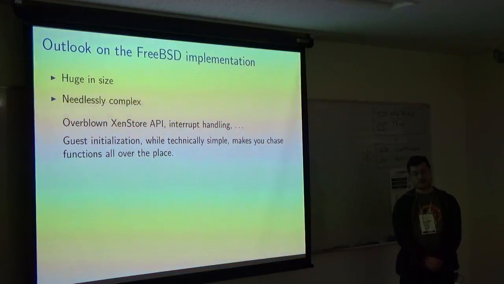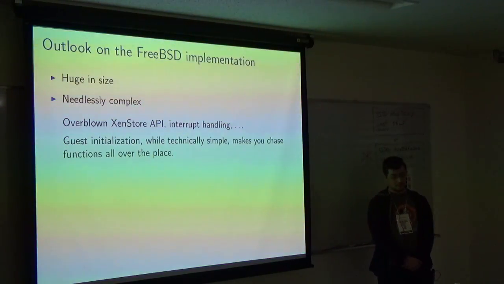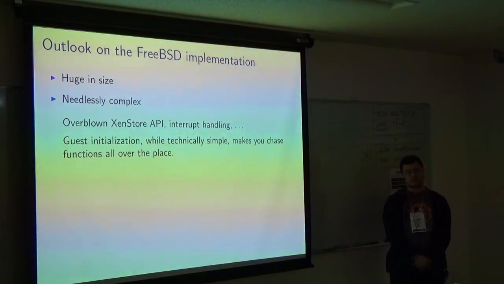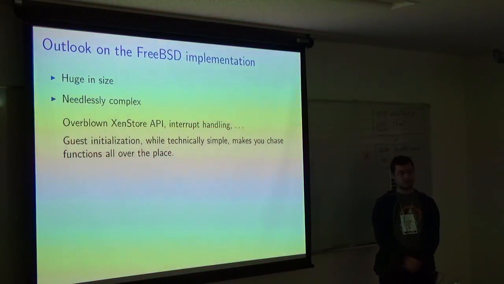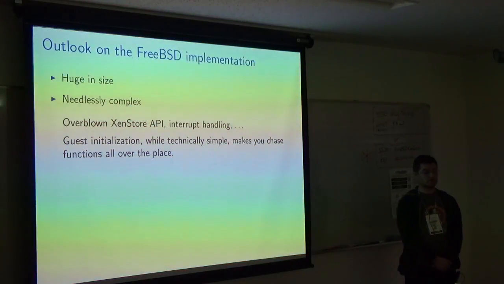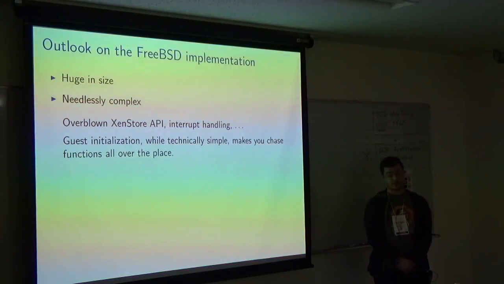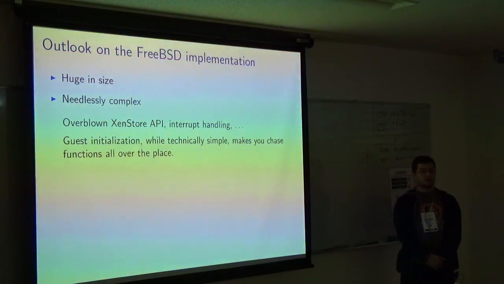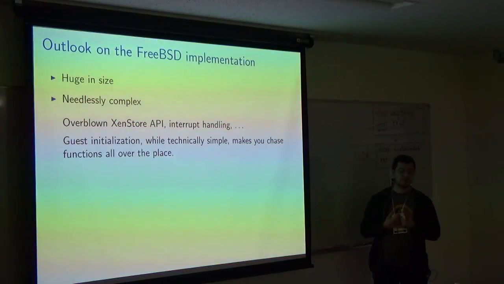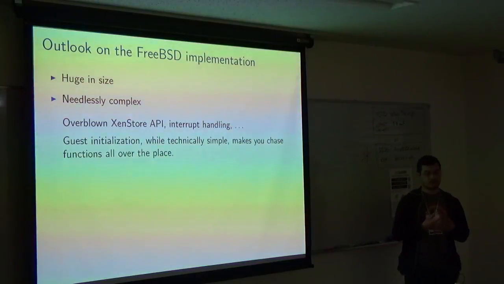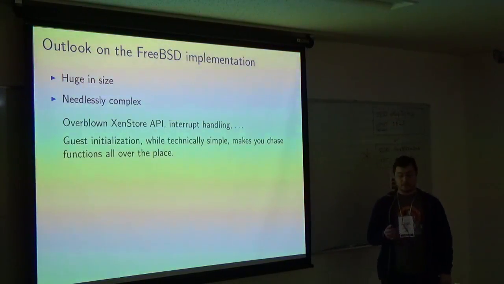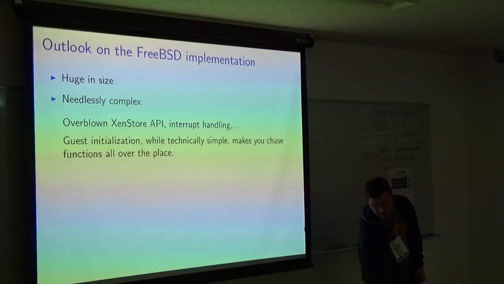The Xen Store API is taken almost directly from Linux. It implements things that you don't really need to implement. You can implement them in a much simpler way. Interrupt handling has a very strange API and does not, in my opinion, abstract things very well. It can be done much simpler, and I will have a few slides about that as well.